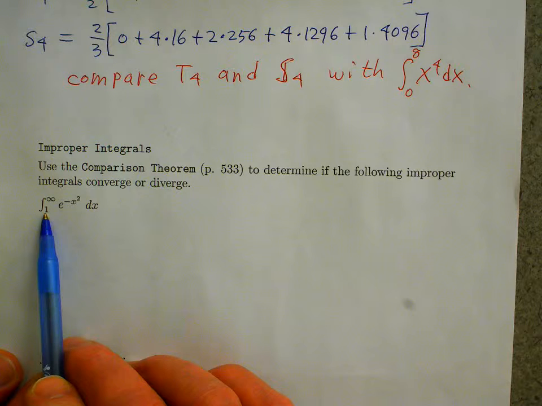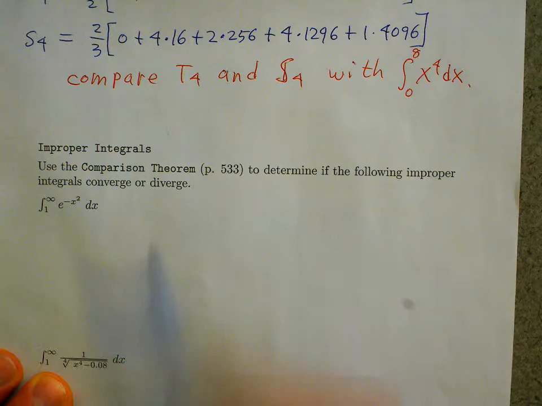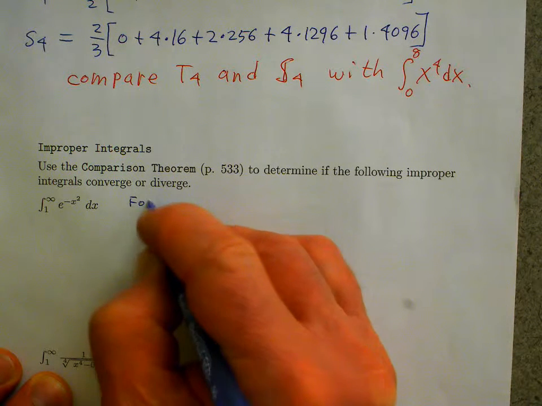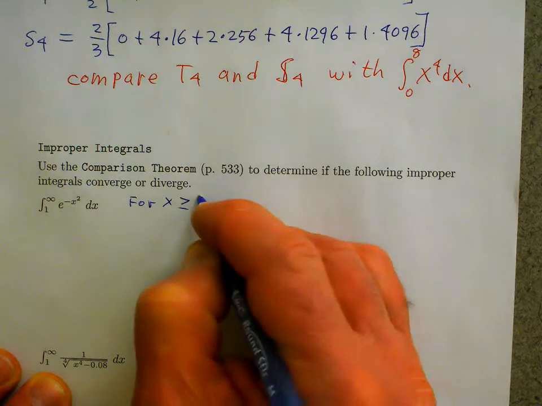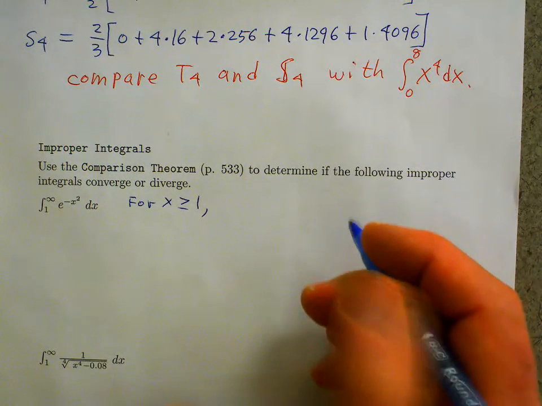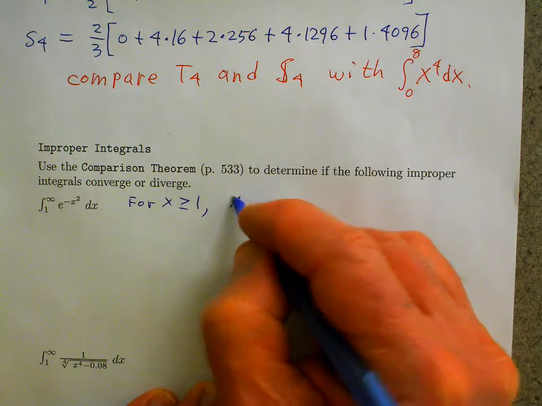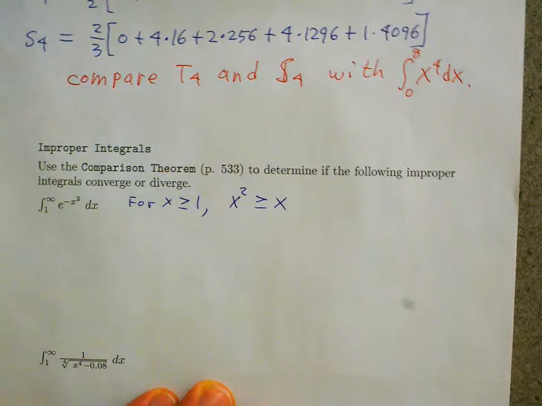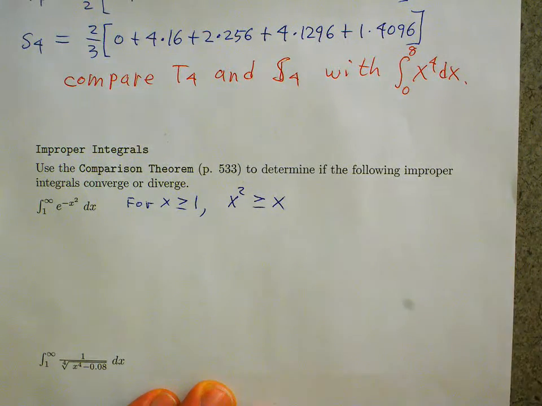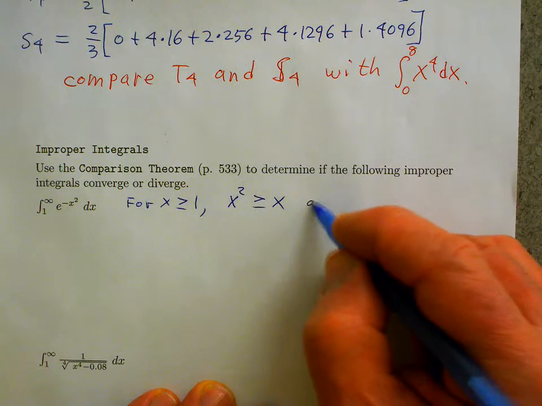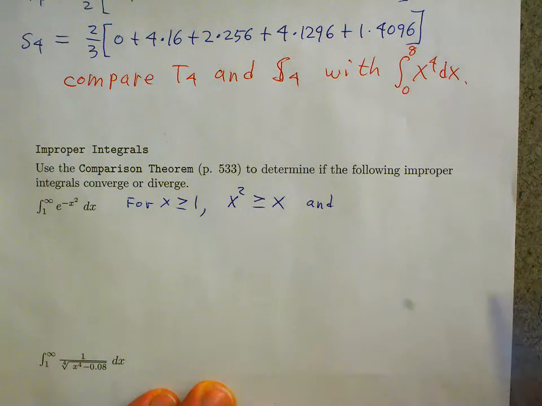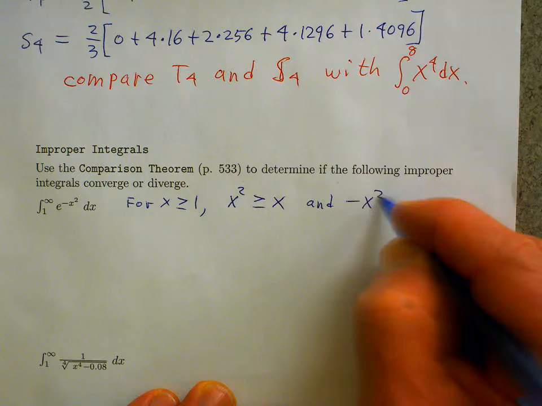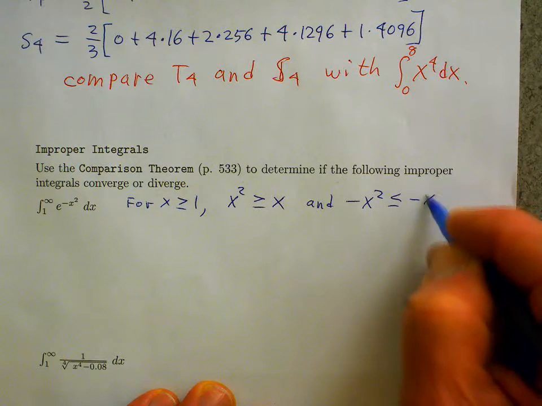The range of the x values is from 1 to infinity. So for x greater than or equal to 1, x squared is greater than or equal to x. Are we in agreement about that? And if you take the negative of both sides, negative x squared will be less than or equal to negative x.